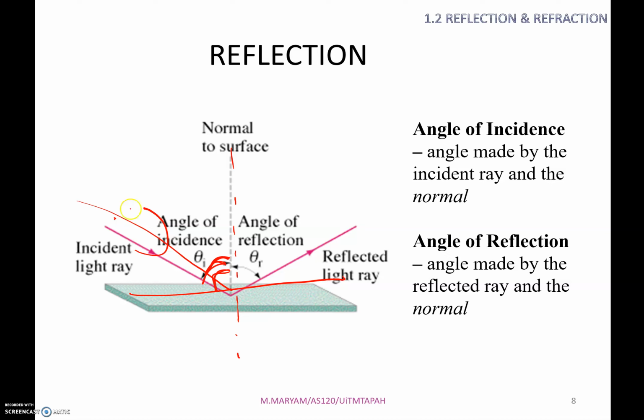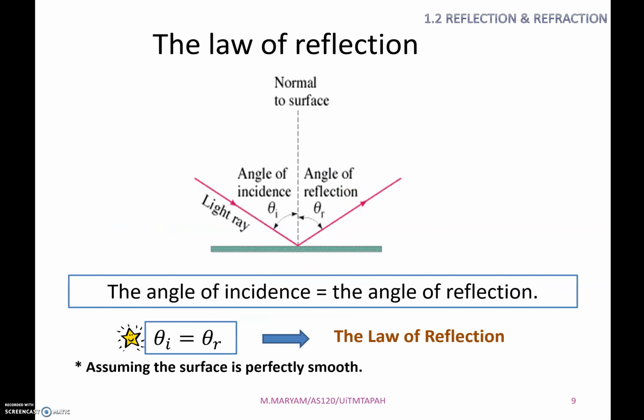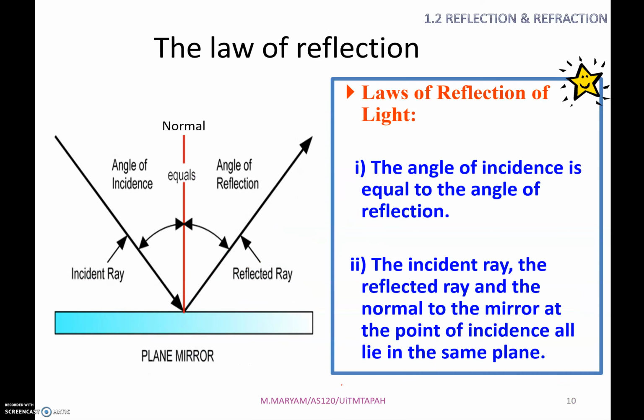Now that the light goes onto the surface, of course it will be reflected back at exactly the same angle. If my angle of incidence is 30 degrees, my reflected angle will also be 30 degrees. This is called my angle of reflection, or theta r. According to the law of reflection, like I mentioned just now, the angle of incidence must always be equivalent to the angle of reflection. So this is the law of reflection. But this only applies to a perfectly smooth surface.